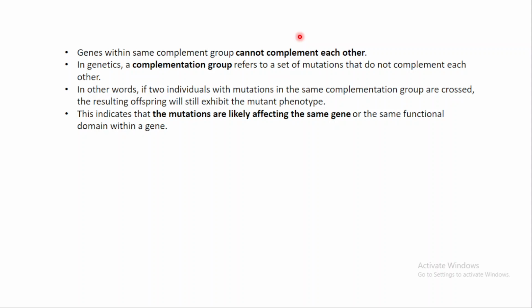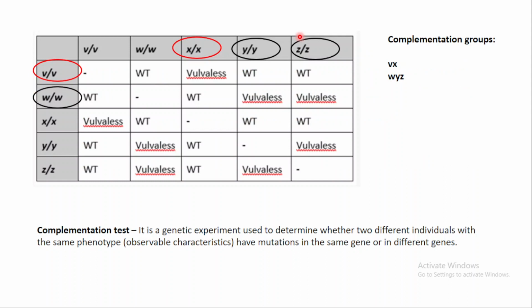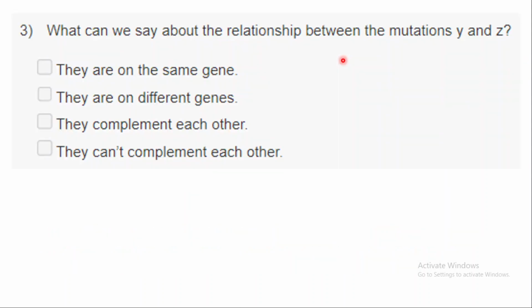So let's move on to question 3. Now, what can we say about the relationship between mutations Y and Z? Remember Y and Z? Let me show it again. I cannot show it on the same slide, it will be congested. The options are: they are on the same gene; they are on different genes; they complement each other; they cannot complement each other.